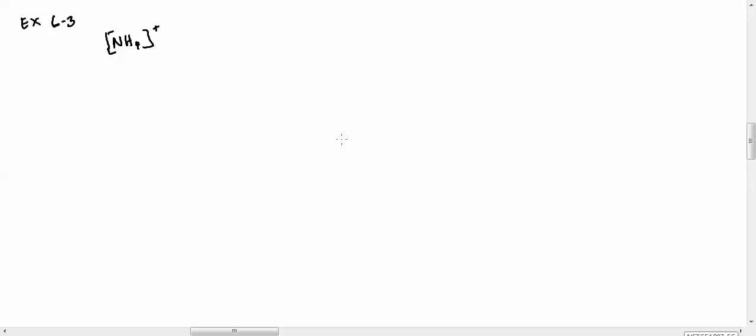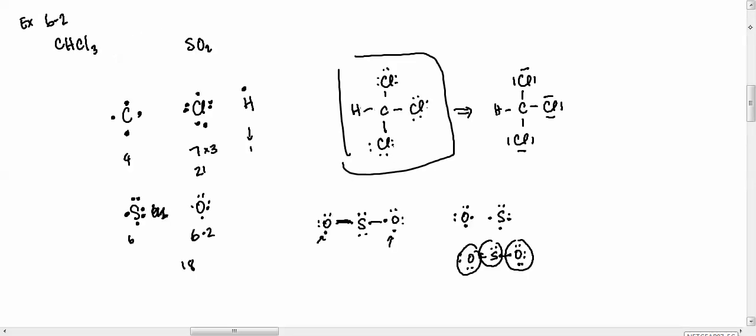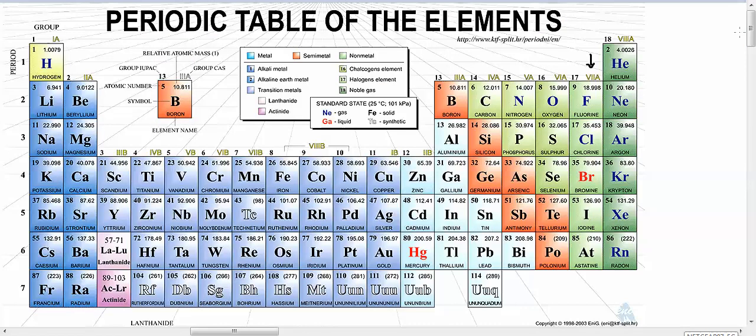All right, so what we want to do now is the Lewis dot structure of an ammonium ion. Now, because it's an ion, it actually has a plus charge overall on this thing. So that means one of these electrons is not going to be paired up. The nitrogen has five valence electrons, and the hydrogen has one valence electron.